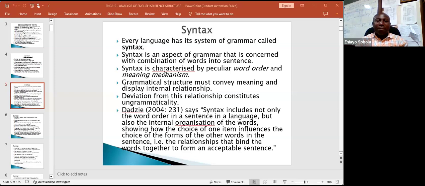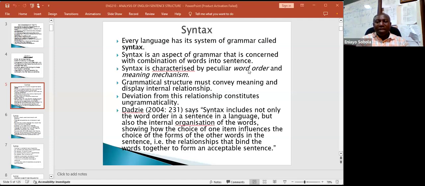Peculiar word order and meaning mechanism. What do we mean by this? Peculiar word order has to do with a particular pattern in which you must arrange the words. You can't just arrange the words carelessly or anyhow. And that word order must produce a meaning mechanism. When you arrange the words together, those words must give you meaning.